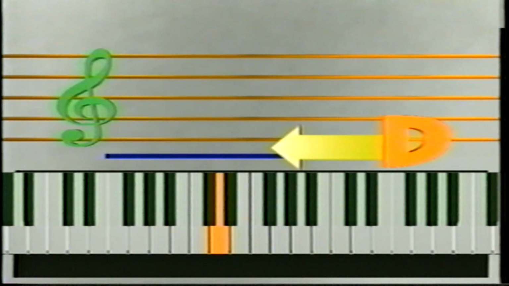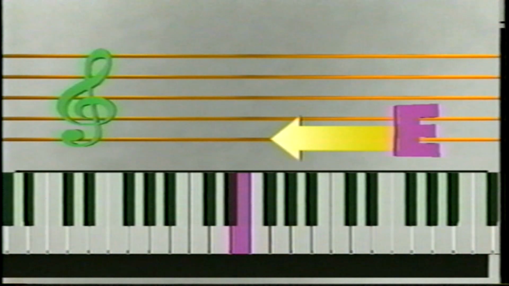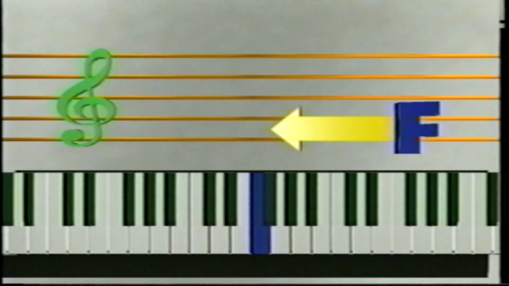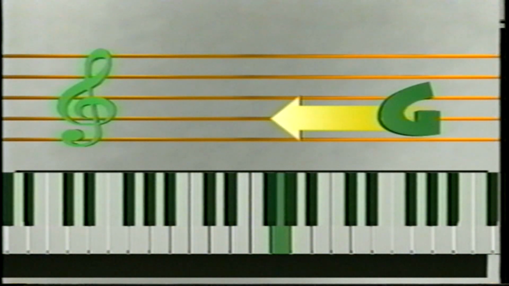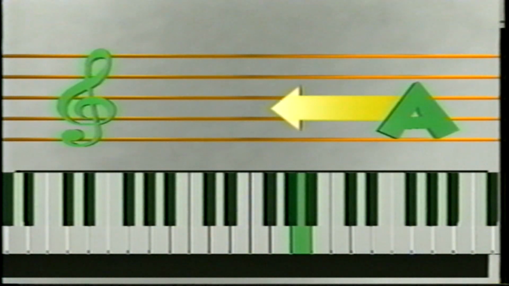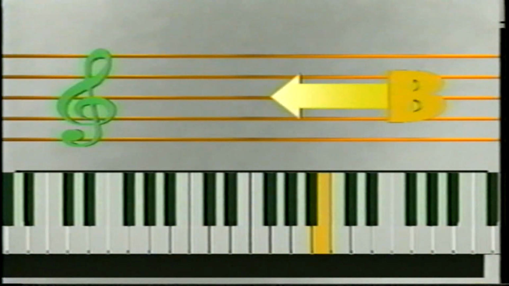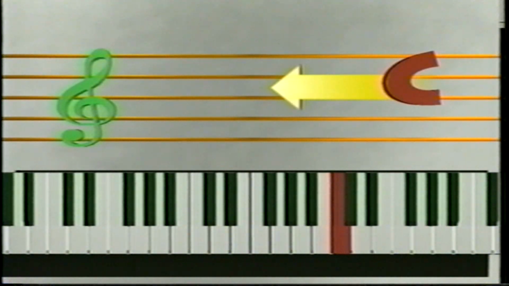So, next we press the key for E, then F, and G, then A, then B. Remember that the scale repeats as we go up or down in pitch, so the next key is C again. You may have noticed that the sound of this C is similar to the sound of middle C, only higher in pitch.